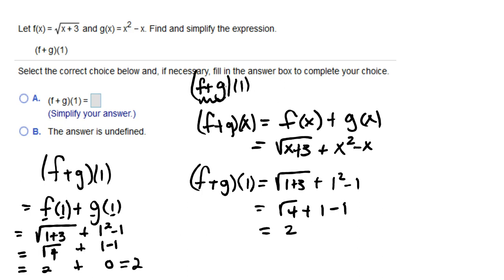Square root of 4 is 2. 1 minus 1 was 0. And 2 plus 0 is 2. So either way we get 2.